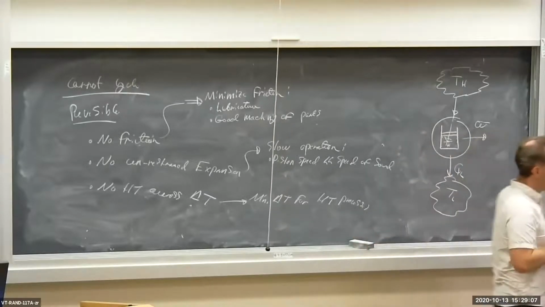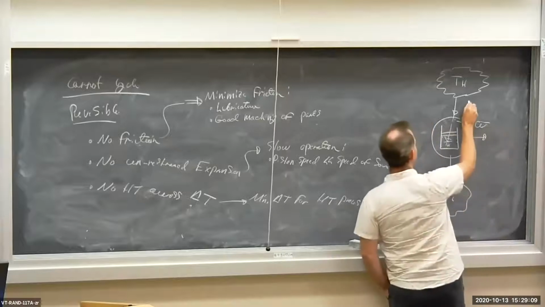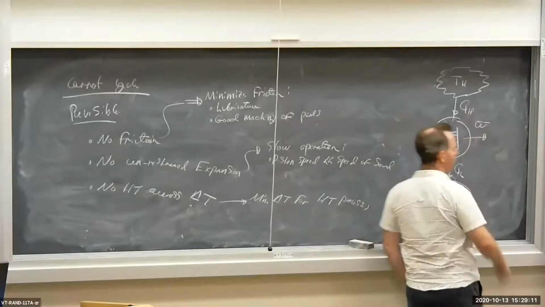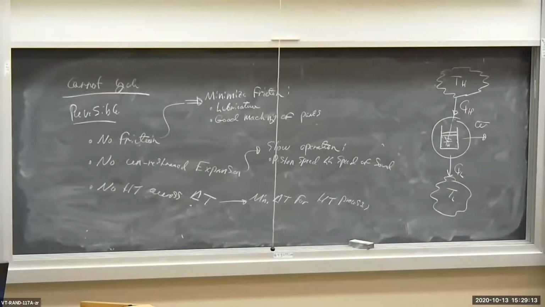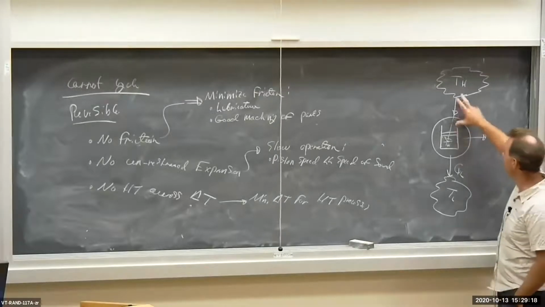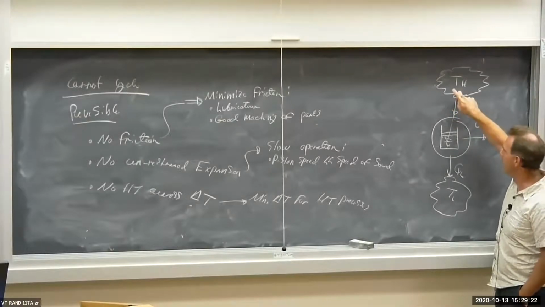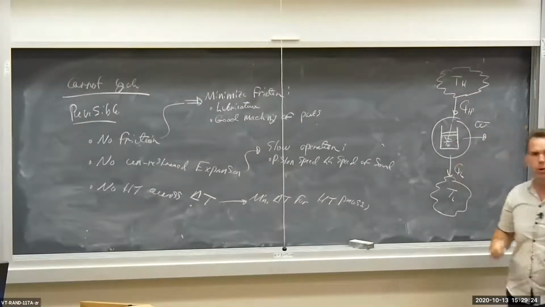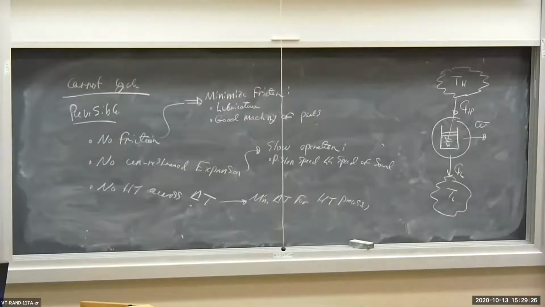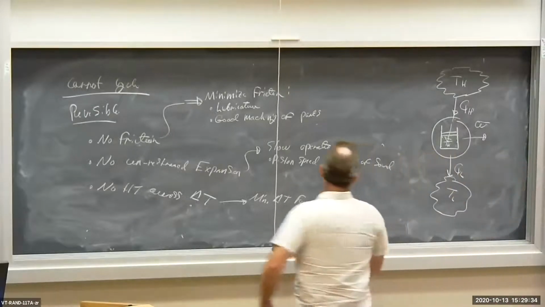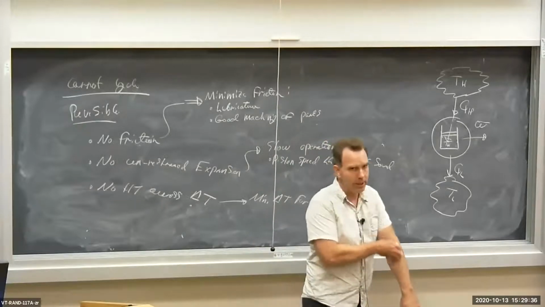When the cycle is receiving the high temperature heat addition, the working fluid needs to be at a temperature T high. If the temperature is not T high in the working fluid, then we have a temperature difference delta T between the reservoir and the working fluid, and it wouldn't be reversible. So the Carnot cycle transfers heat from the high temperature reservoir at a temperature T high. Now there's a problem here.